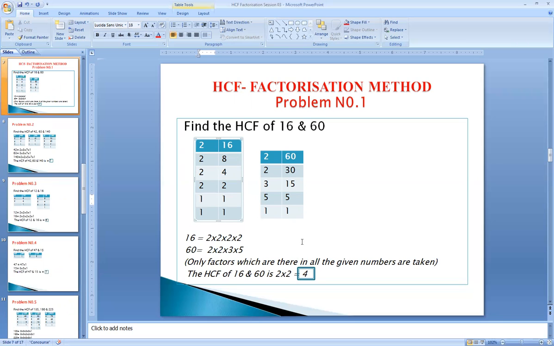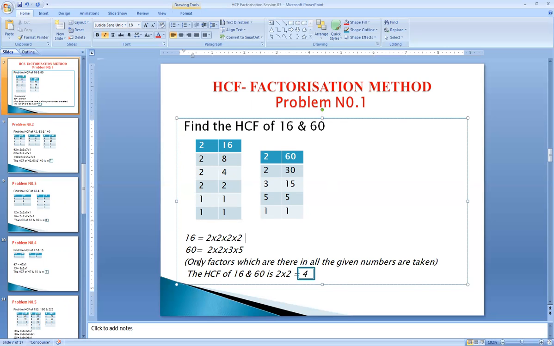Therefore, we can easily see that the factors of 16 are 2 into 2 into 2 into 2. Similarly, you have to calculate the factors for 60. Let us take 60: 2 30s are 60, then 2 15s are 30, then 3 5s are 15, and 5 1s are 5. So the factors of 60 are 2 into 2 into 3 into 5.